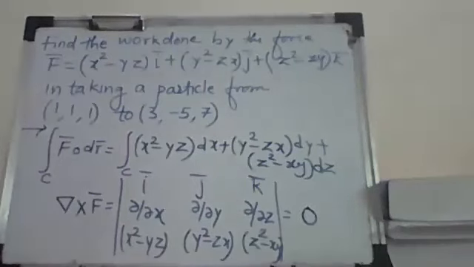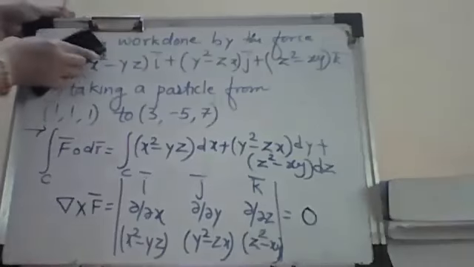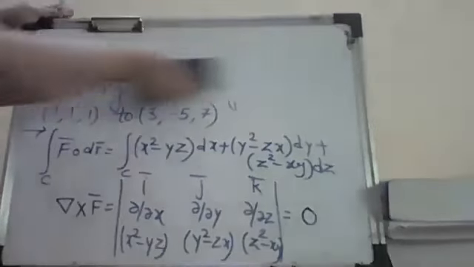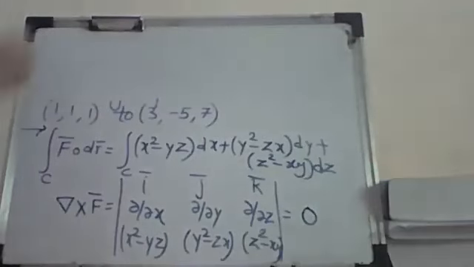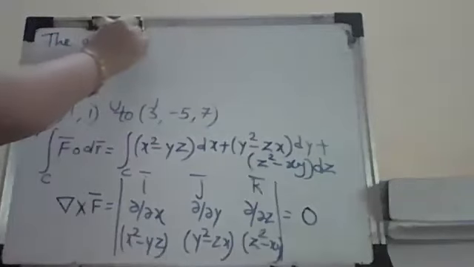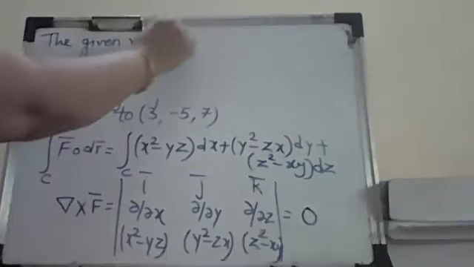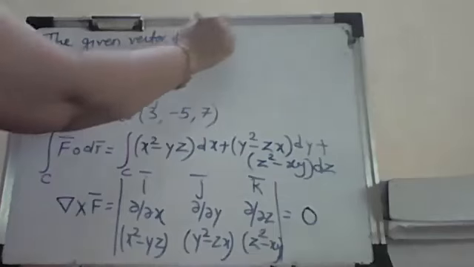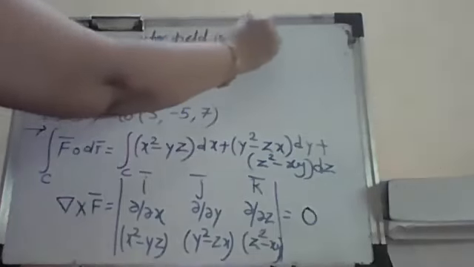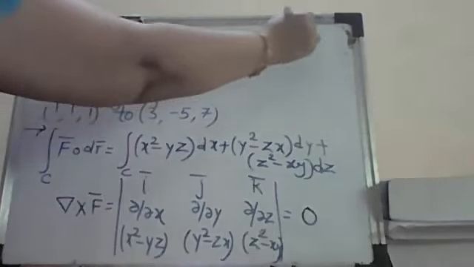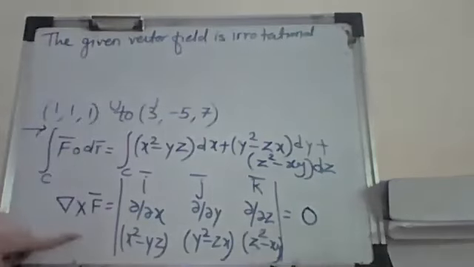So since curl of f bar is 0, this vector field is irrotational. So we will mention this, that the given vector field is irrotational.